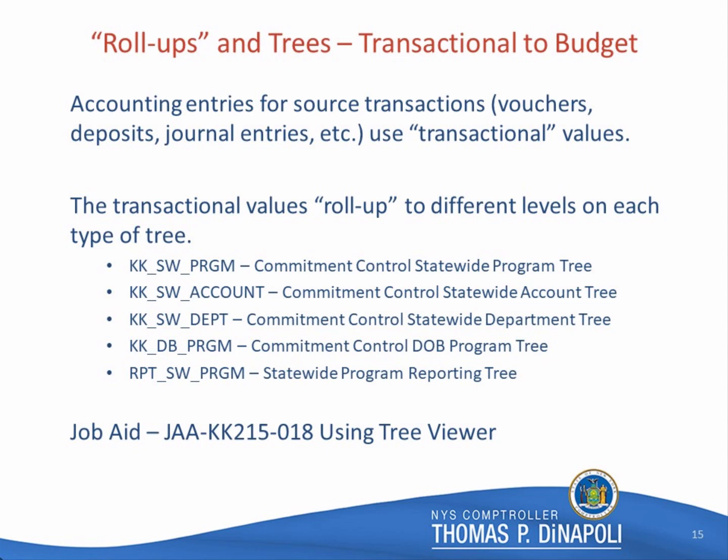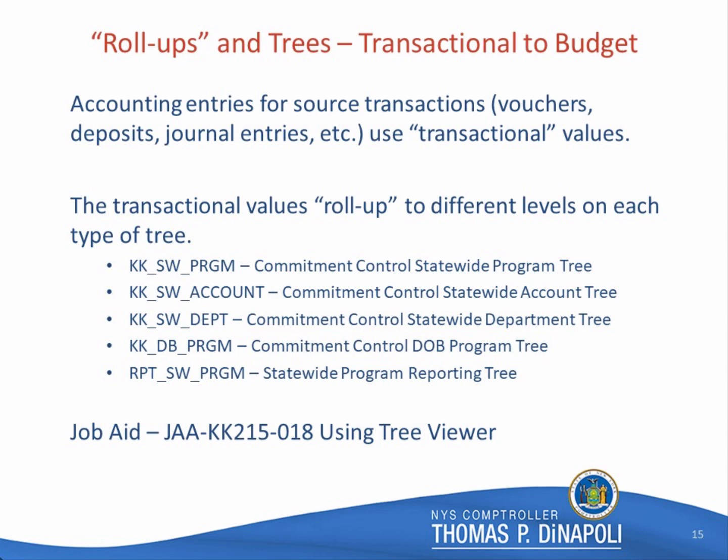The KK DB Program Tree, which is the Commitment Control DOB Program Tree, and the Reporting Statewide Program Tree, in which all levels are shown, beginning with Level 1, total all programs, through Level 3 and below, which includes sub-programs, which are the budgetary program and transactional values. The sub-programs can be many levels. This is the tree that is used to show where the roll-up should be for the new program requests.